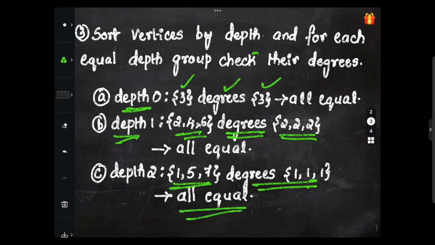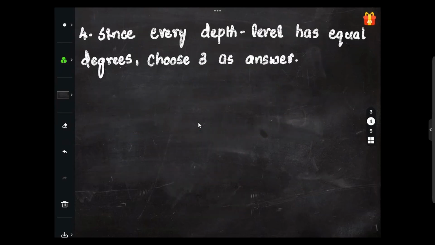So here for 3 we are going with the degree 3, all are equal, right? So here for this one, 2 4 6, degrees are 2, 2 and 2, all are equal. For 1 5 7 it's 1 and all are equal again. This is fine. I hope this part is clear. Now the fourth point here is, since every depth level has equal degrees, we will choose 3 as answer, right?